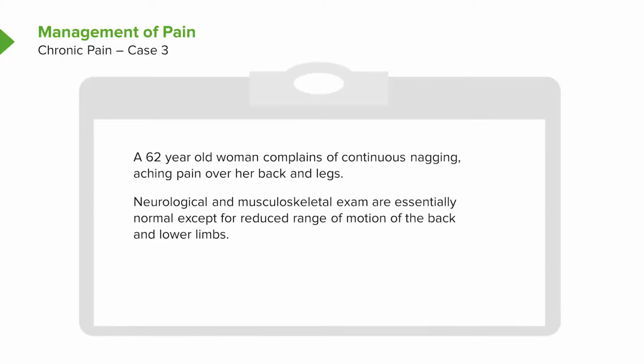So here's our third case. This is a 62-year-old woman who complains of continuous nagging, aching pain over her back and legs. She's had complete neurologic and musculoskeletal exams, and they're normal, except that she doesn't move very much. She tends to refrain from moving a full range of motion. So how should her pain be treated?